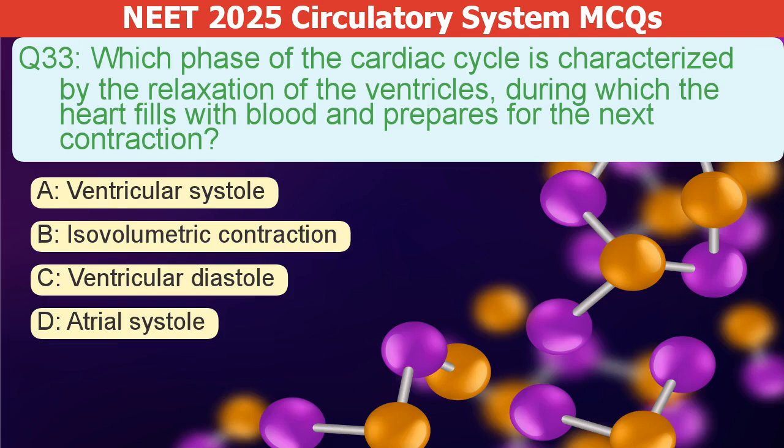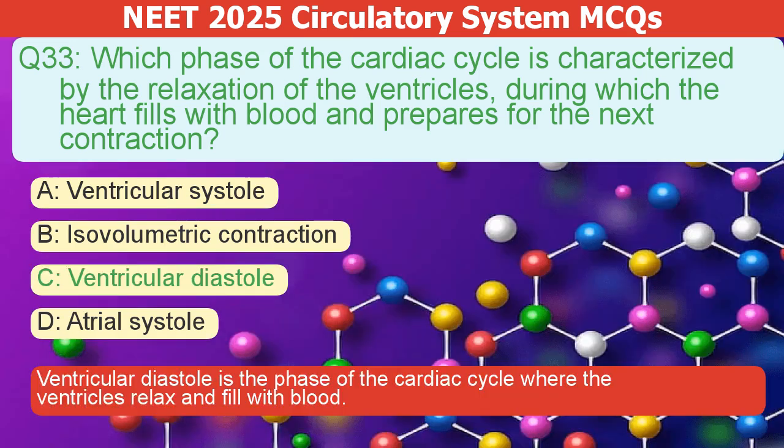Which phase of the cardiac cycle is characterized by the relaxation of the ventricles, during which the heart fills with blood and prepares for the next contraction? A. Ventricular systole. B. Isovolumetric contraction. C. Ventricular diastole. D. Atrial systole. The correct answer is C. Ventricular diastole is the phase of the cardiac cycle where the ventricles relax and fill with blood.